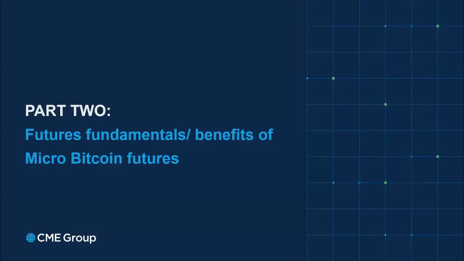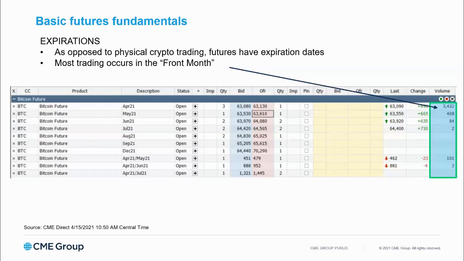Okay, so let's get into part two. We're going to talk about futures fundamentals and the benefits that micro Bitcoin can offer. Going right into expiration, I know that many on the call know the basic fundamentals of futures, but what we want to highlight here is that the crypto futures don't act like the cash crypto products that are in circulation today. These are different. These are futures contracts.